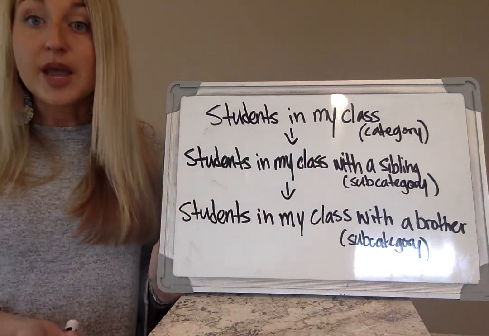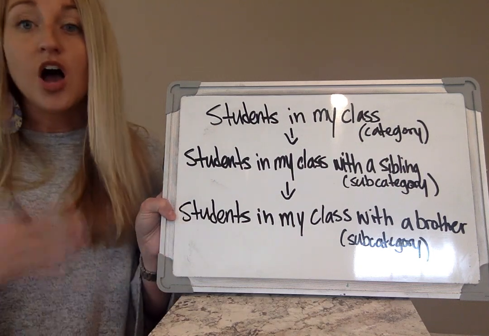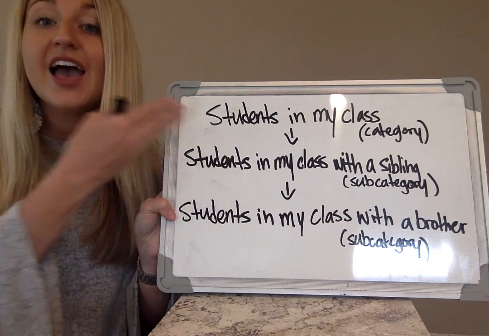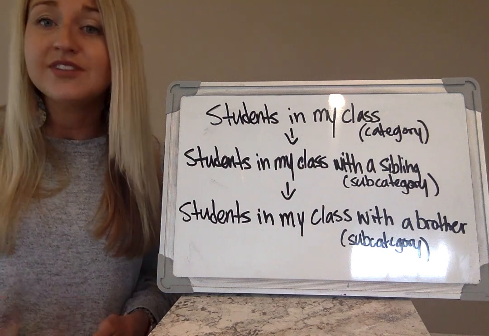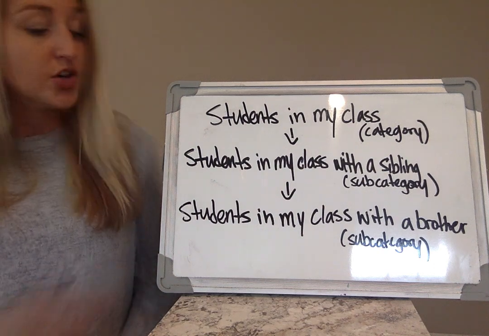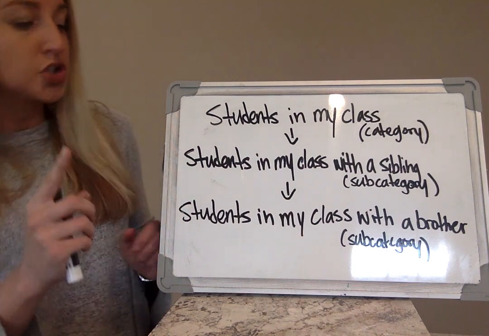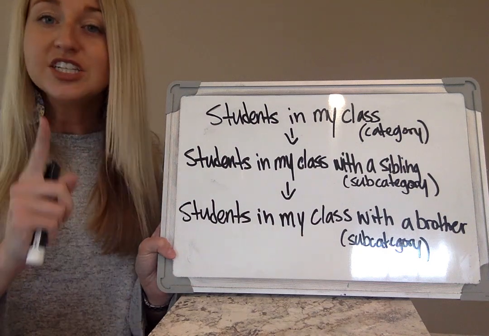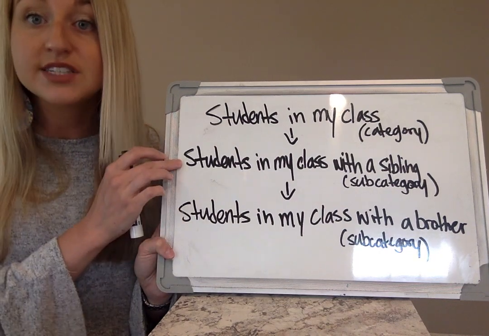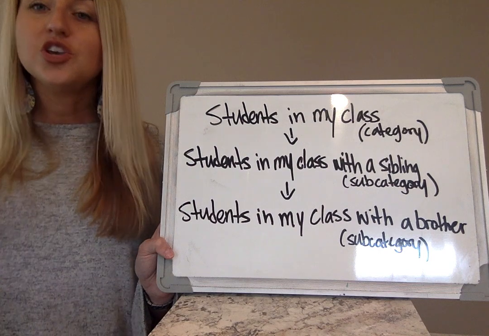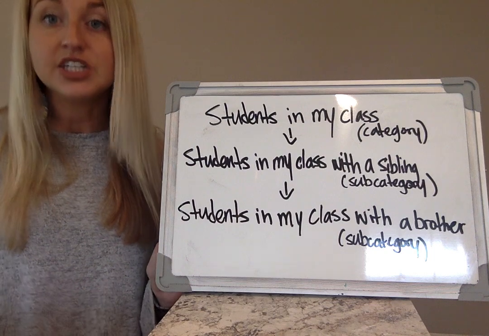Students in my class with a brother. Doesn't it have to be true that students in my class with a brother also have a sibling and they're also in my class? This is just one example of a hierarchy. You could even add more subcategories under it. You could add students in my class with just one brother. Because doesn't it have to be true that if they have just one brother, they also, of course, have a brother. They also have a sibling, and they're also in my class. You could add many different subcategories, getting more specific, adding an attribute each time.